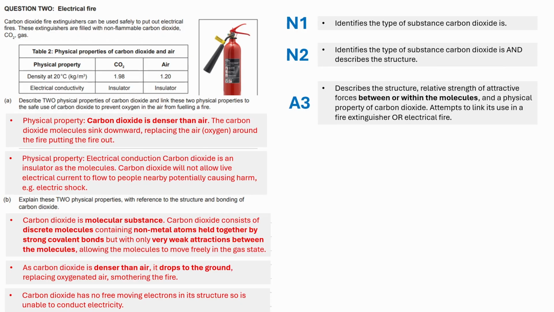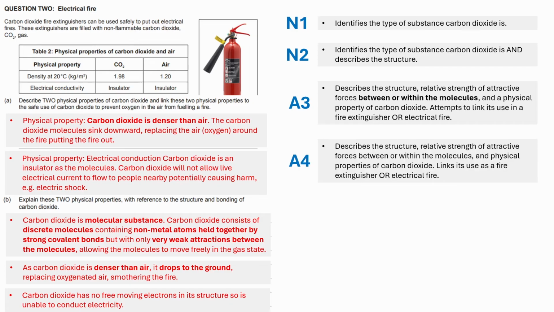A3. If we want to get an A3, we have to actually talk about the structure of carbon dioxide, but link it to the strength of the attractions between the atoms in the molecule, or the strength between the molecules. Strong covalent bonds within the molecule, or weak attractions between the molecules. We also need to have an attempt to link why we would use it to put out a fire or electrical fire as an extinguisher. If we want an A4, we have to do the same.